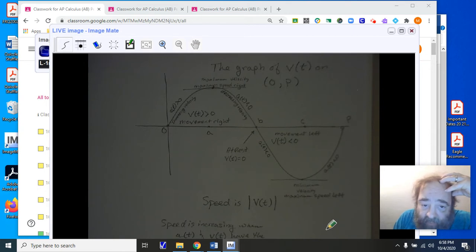Acceleration is positive when velocity is increasing. Acceleration is negative when velocity is decreasing. Speed is increasing when velocity and acceleration have the same sign. And speed is decreasing when velocity and acceleration have opposite signs. I'm at my maximum speed to the right when I am at a relative maximum, and I am at my maximum speed left when I am at my relative minimum.